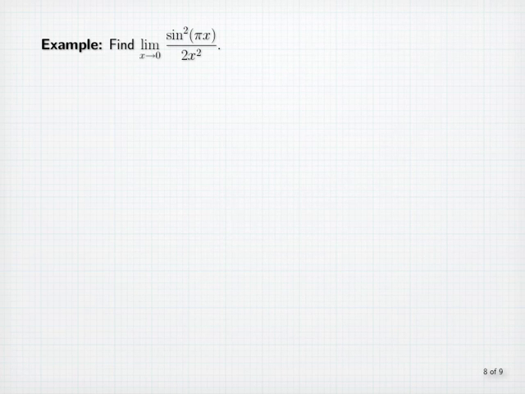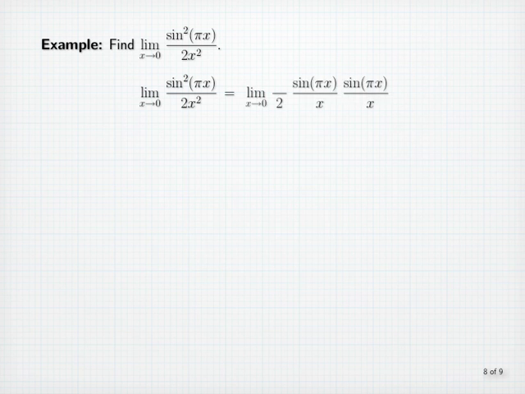Another example. Find the limit as x approaches 0 of sine squared pi x divided by 2 times x squared. Now the first thing we'll do here is break apart the expression into the product of three fractions. Two of those fractions involve sine of pi x in the numerator. Since we have x's in each of those denominators, we would like to have a factor of pi in each of those denominators as well. So we insert a pi into each of those denominators and multiply simultaneously by pi squared.